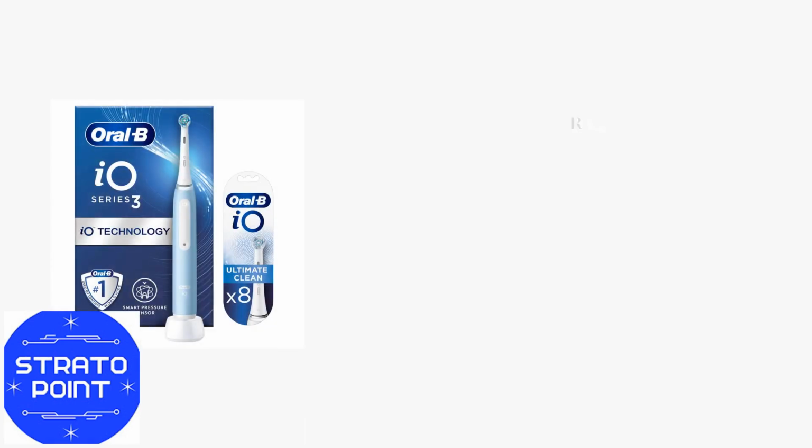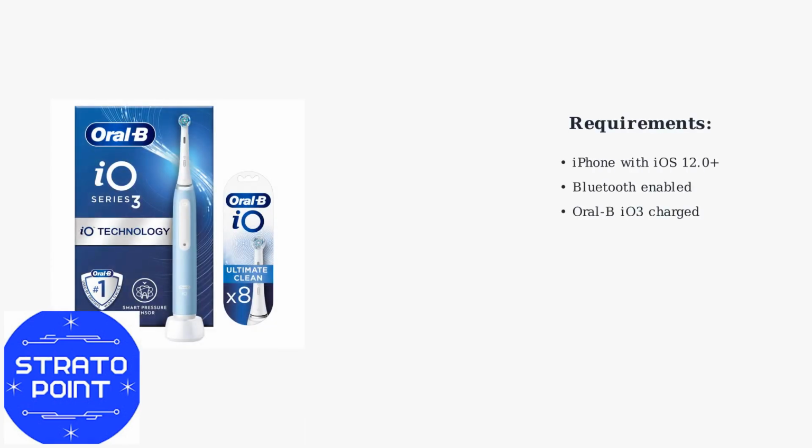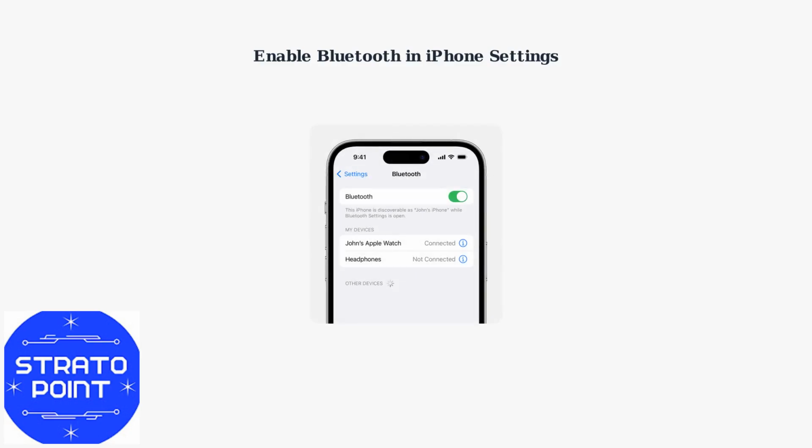To connect your Oral-B IO3 toothbrush to your iPhone, you'll need a few prerequisites. First, ensure your iPhone runs iOS 12.0 or later, and that Bluetooth is enabled in your settings. Make sure Bluetooth is enabled on your iPhone by going to Settings and toggling Bluetooth on. Your device should be discoverable for the pairing process.